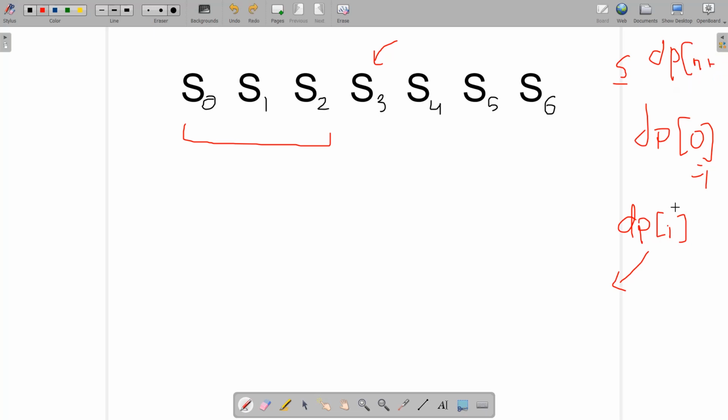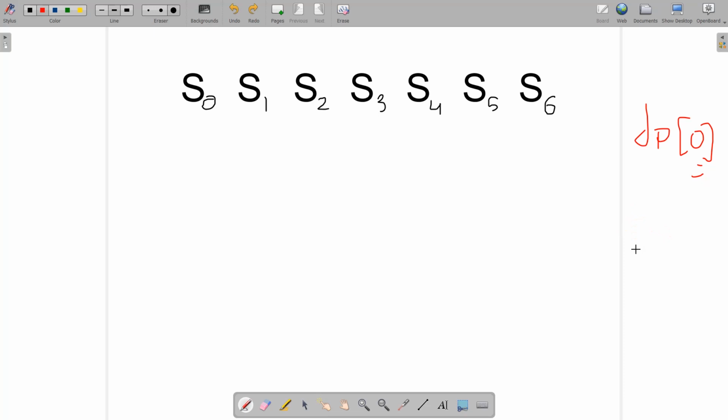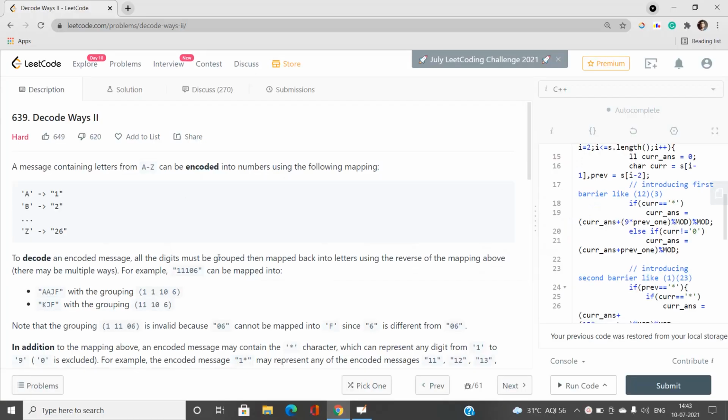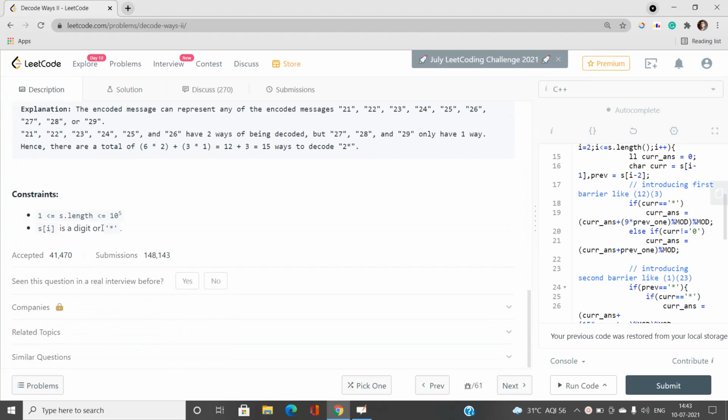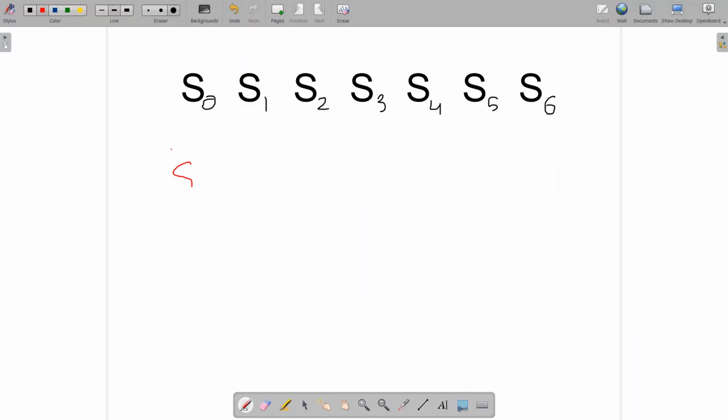As I've already defined the DP state, let's try to build that DP state. The very first thing to note is that the string consists of digits, so S of I is a digit or it is a star. Now consider S0 as 0. If it is 0, there is no possible way to decode it, because suppose this is 0, 6, 1, 2. If I take 0, 6, it is not possible. If I take 0, still it is not possible. So whenever S0 is 0, there is no possible way of decoding.